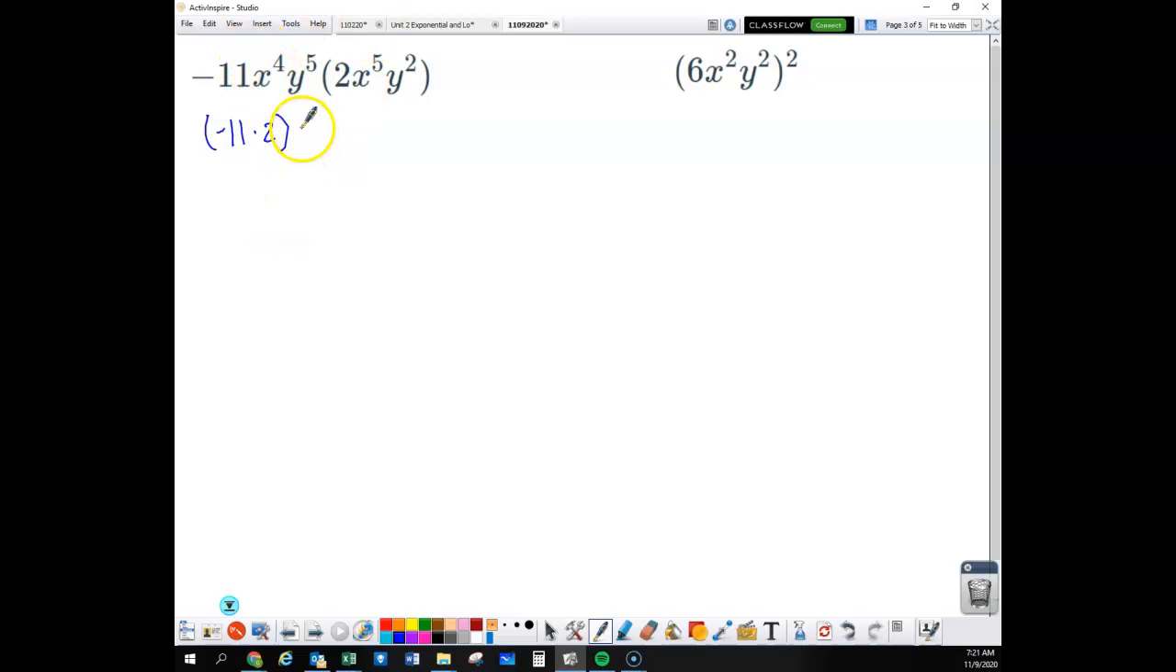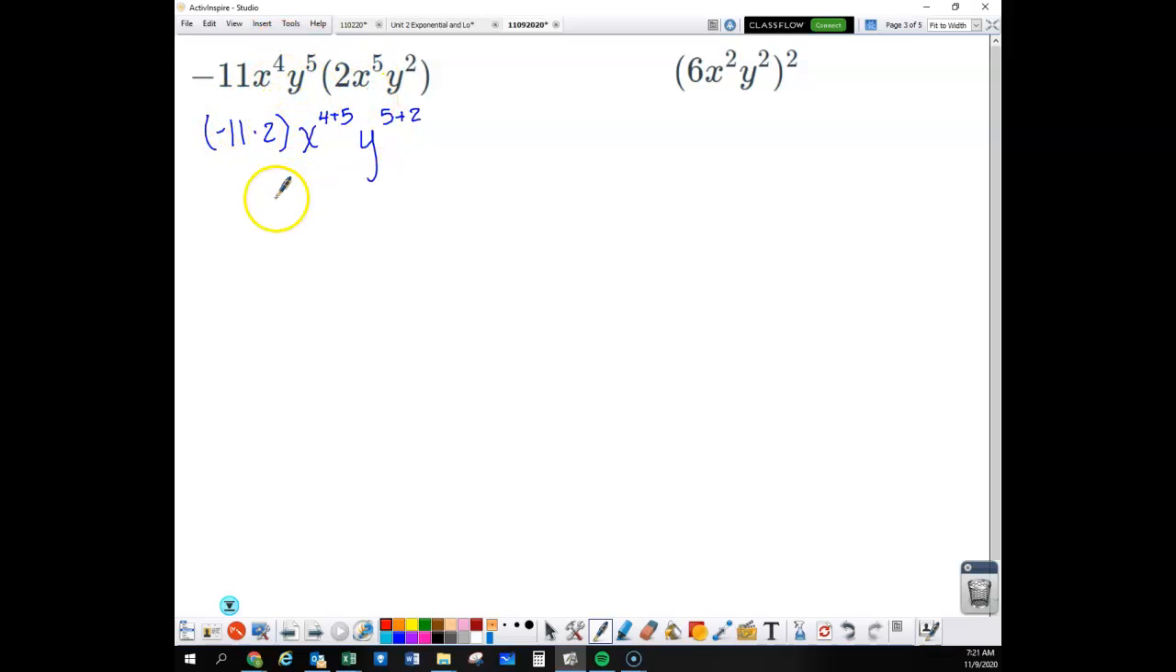And then x, right? And so the big thing to remember is that you only do it with the same bases, with like bases. So I'm only going to combine the x with the x. So that's going to be 4 plus 5. And then y to the power of 5 plus 2, right? So you only combine like bases, and since we're multiplying, we add the powers.